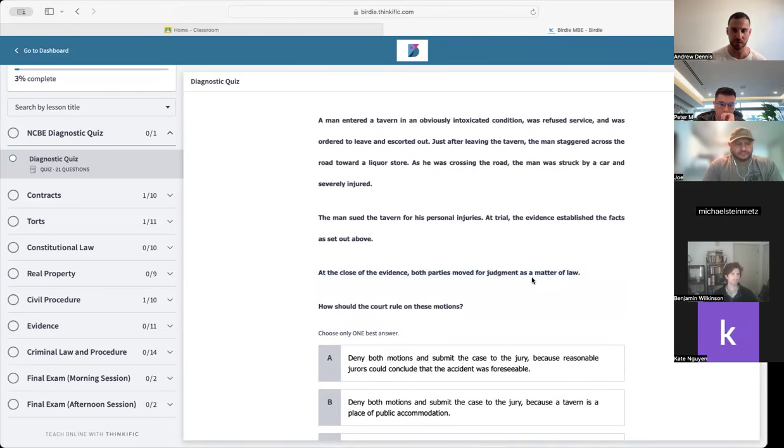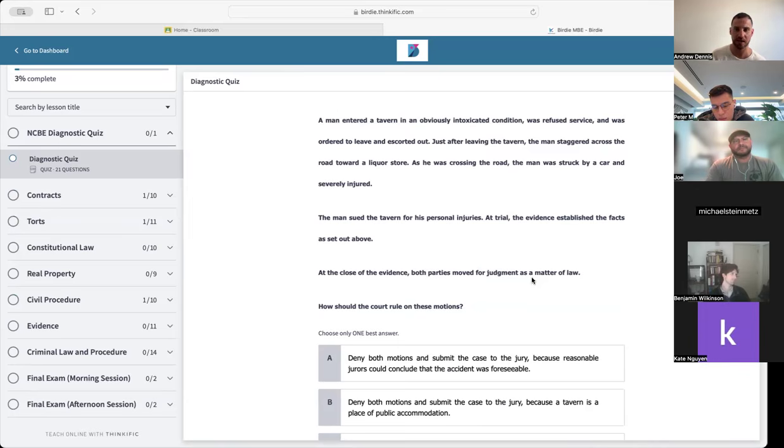At the close of evidence, both parties move for judgment as a matter of law. And again, like I said, you should know con law scrutiny levels. You should know the standards for JMOL, summary judgment, and new trial, right? That's very important. So JMOL: no reasonable juror could find for the non-moving party, or there's substantial evidence in favor of the moving party, to take the case out of the hands of the jury.